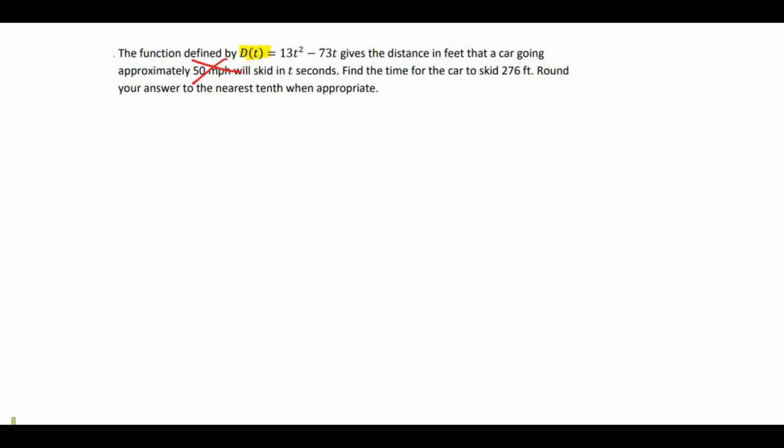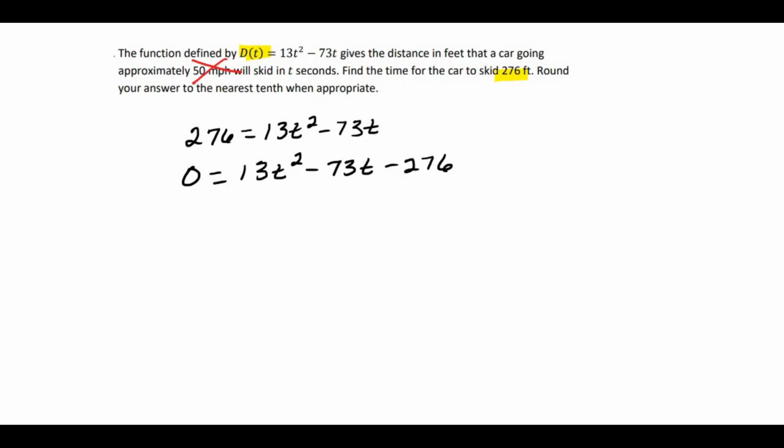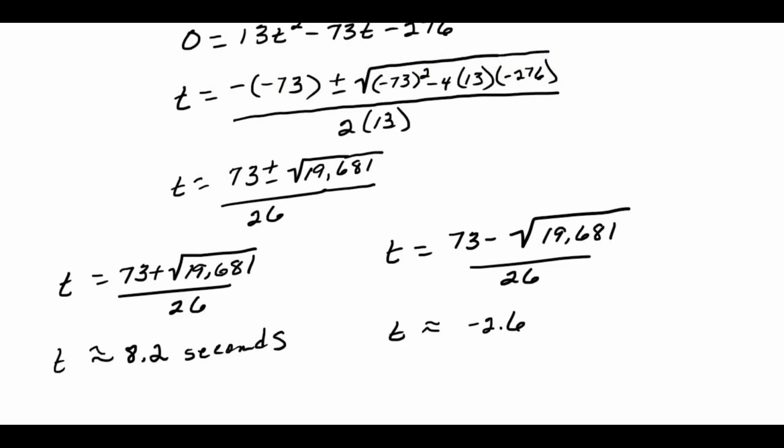The d sub t stands for the distance as a function of time, and I know that that distance is going to be 276 feet, so substituting that into my formula, I get this. I'm going to set my equation equal to 0. Then I'm going to use the quadratic formula. So I end up with two answers, one being positive and one being negative, and time being negative does not make sense within this problem. So my answer is 8.2 seconds.